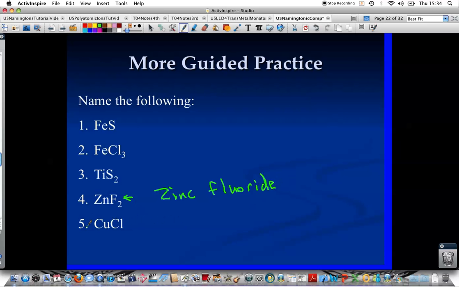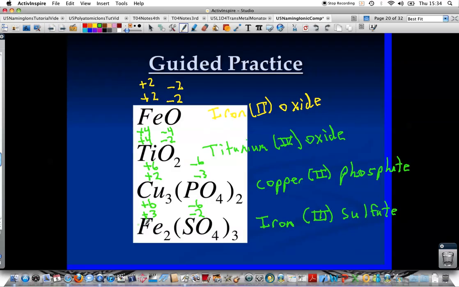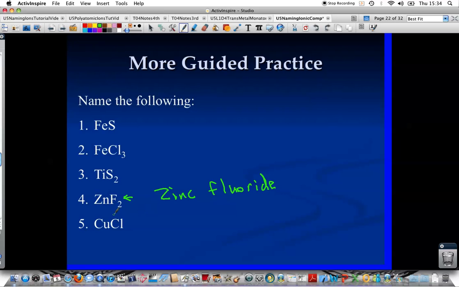Okay. Here we have copper and we have chlorine. We look on the periodic table. Chlorine is in group 17, so it has a -1 charge. So copper must be a +1. Okay, so that's copper(I) chloride.